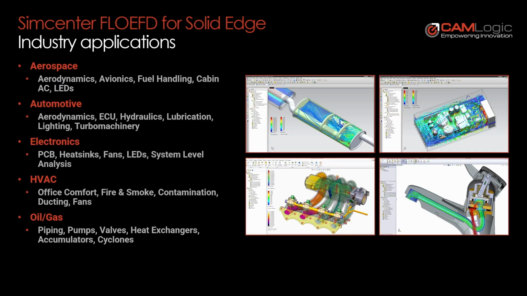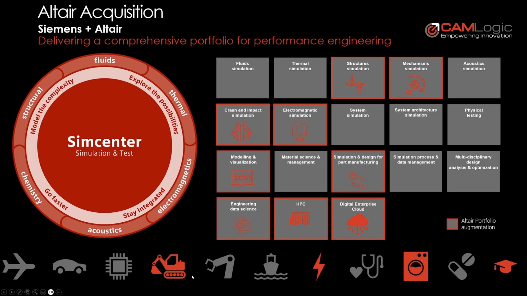So there's many use cases for SimCenter FlowEFD. Of course, in aerospace and automotive, we're always looking at aerodynamics. Like I said, the most common one I typically see is with electronics for cooling. So things like heat sinks, PCBs, fans, etc. HVAC for analyzing office comfort, ductwork, other components, and of course with oil and gas piping, pumps, heat exchangers, and those types of components and assemblies.